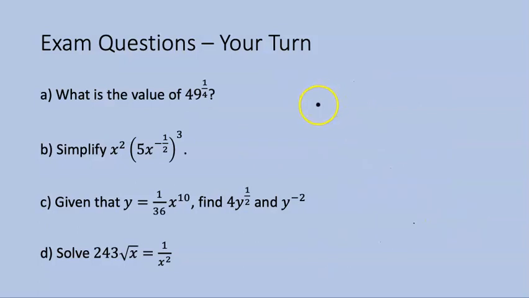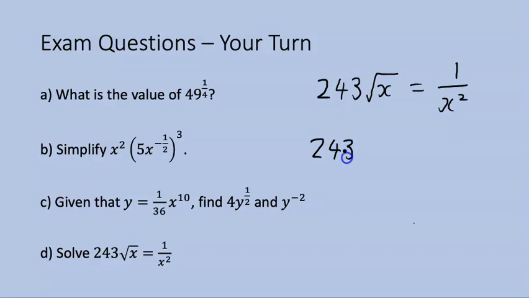Now to deal with D, I'm going to rewrite the question up here. First I'll deal with the x squared. I'm going to multiply both sides by x squared, and this root x is going to change to a half. So I've got 243 times x to the half times x squared. So there's a half plus 2, which is 5 over 2. So x to the 5 over 2 gives me 1 over 243.